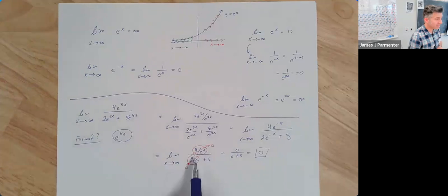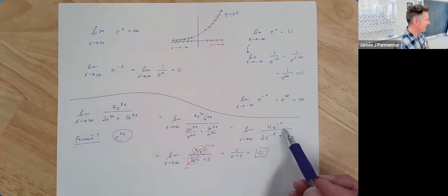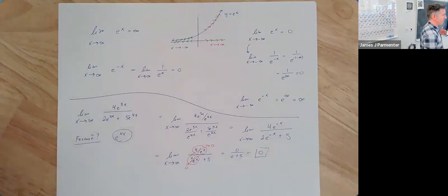You don't have to do this, by the way. I like doing this because it's how my brain works. But if you're perfectly comfortable with saying, oh yeah, I know e to the negative x is going to go to 0 as x goes to infinity, really, really okay. I'm just showing you the way that kind of makes the most sense in my head.